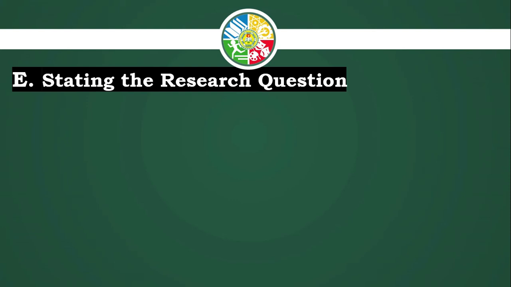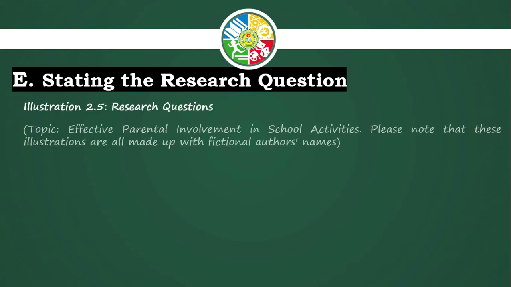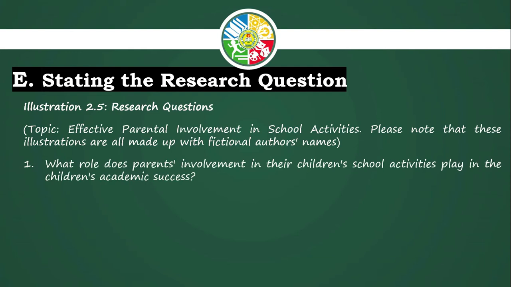Here is an example of the research questions. Our topic was the Japon topic. The first one: what role does parent involvement in their children's school activities play in the children's academic success? Again, the question should always address the problem. But if you've noticed, the first question, although there is a connection to the problem, is not direct. That is because it is preparatory.